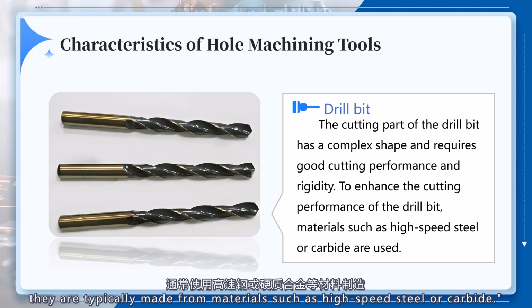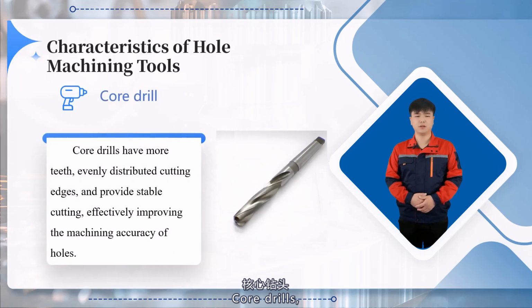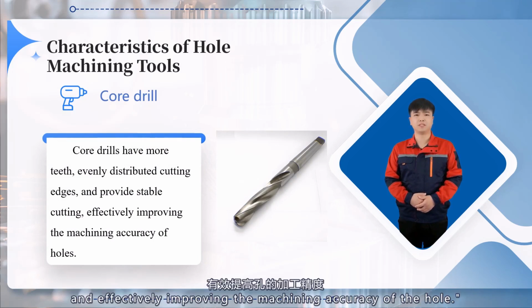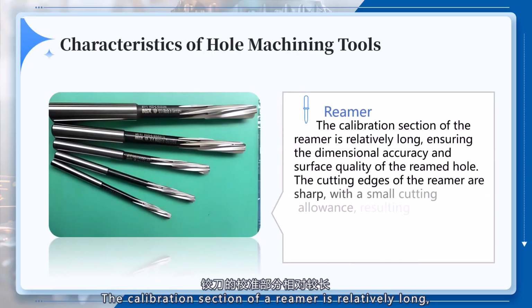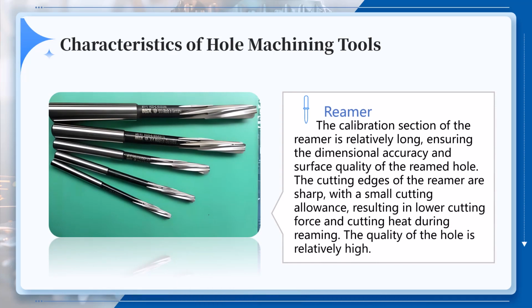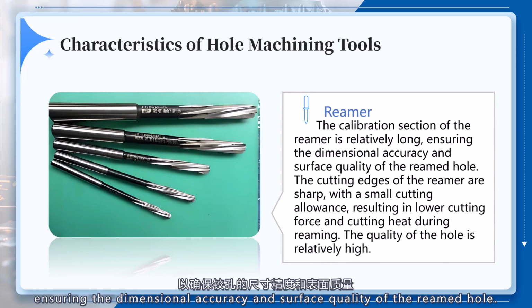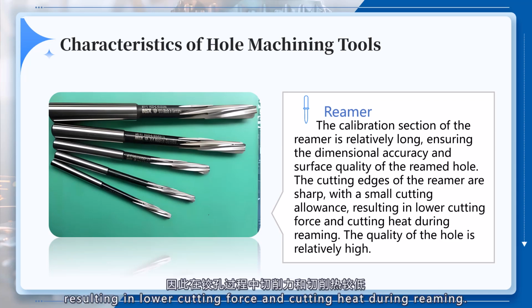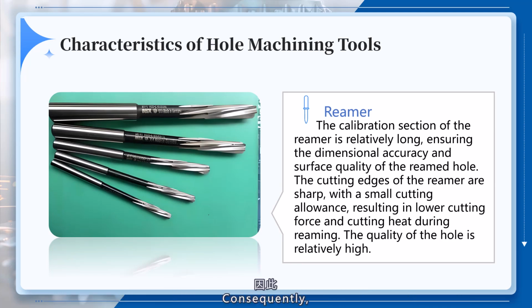or carbide. Core drills. Core drills have evenly distributed cutting edges, allowing for smooth cutting and effectively improving the machining accuracy of the hole. Reamer. The calibration section of a reamer is relatively long, ensuring the dimensional accuracy and surface quality of the reamed hole. The cutting edges of a reamer are sharp, and the cutting allowance is small, resulting in lower cutting force and cutting heat during reaming. Consequently, the quality of the hole is relatively high.